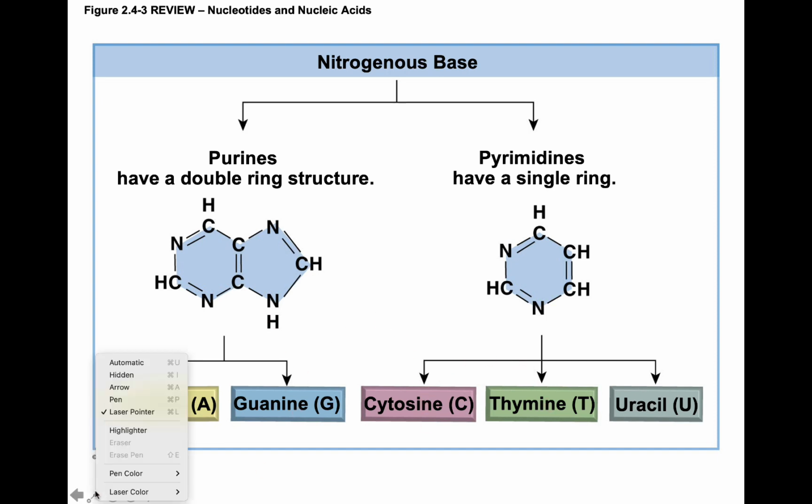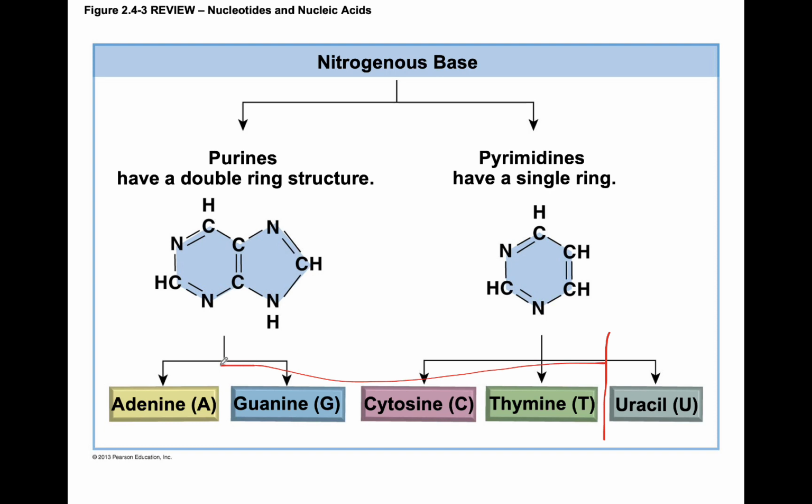So I'm going to get my pen here and put a line there. These 4 are the bases that are found in DNA. In RNA, you have adenine, guanine, cytosine, and uracil. So that's for RNA. RNA does not have any thymine bases in it. Instead of any thymines, it has uracils.